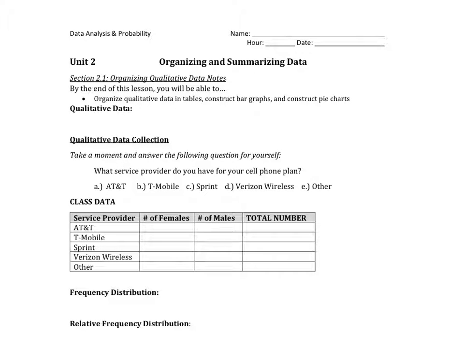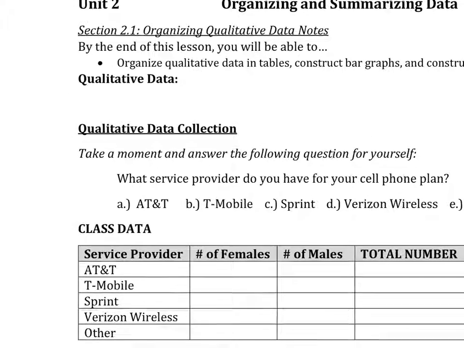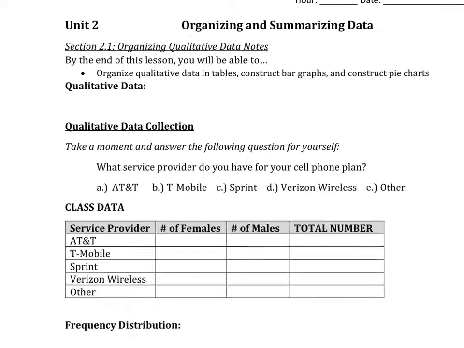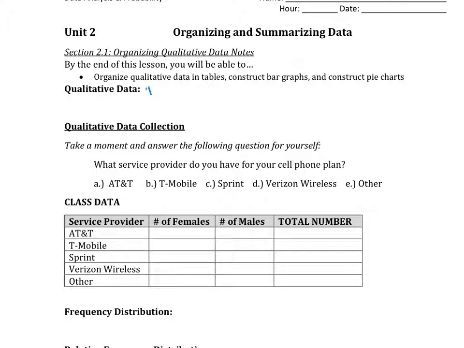So today we're going to be looking at how to organize qualitative data into tables and graphs and charts. So just a reminder, qualitative data is data that is descriptive or is describing some characteristic of an individual. So sometimes it's called descriptive or categorical.